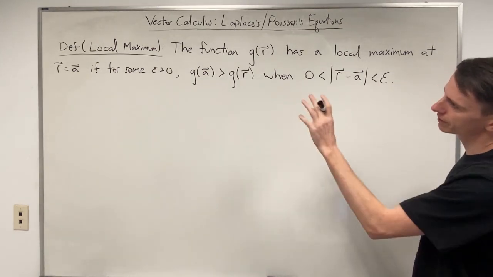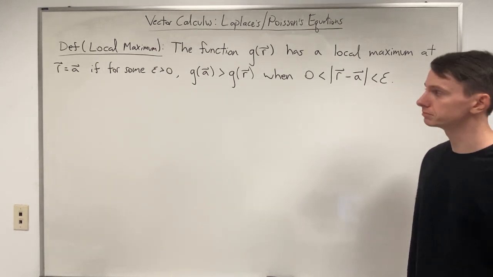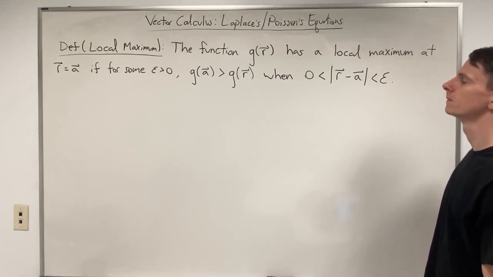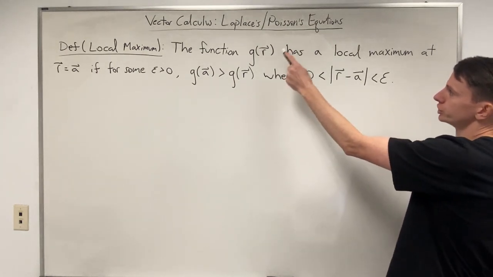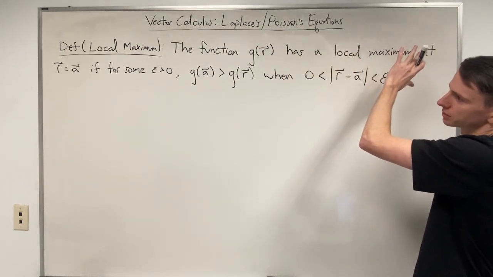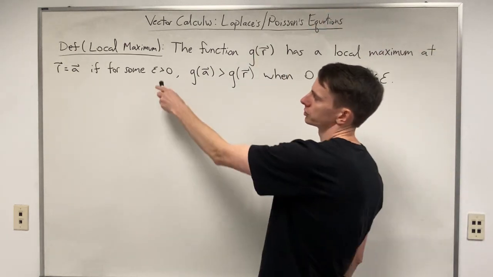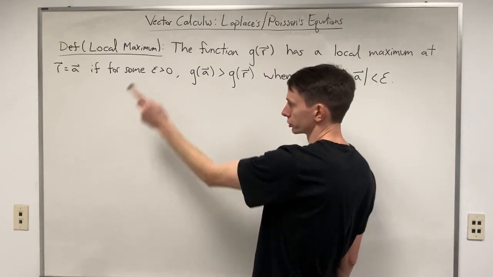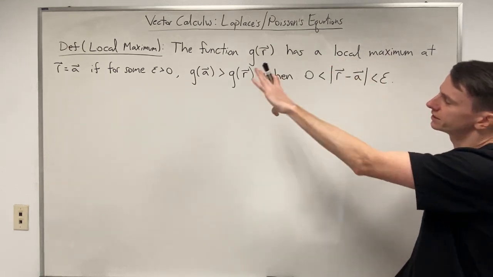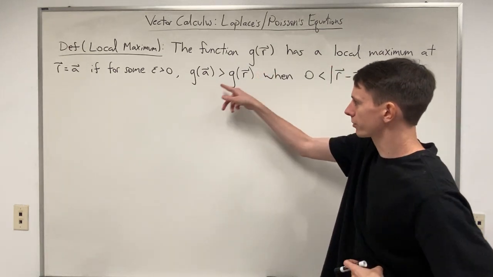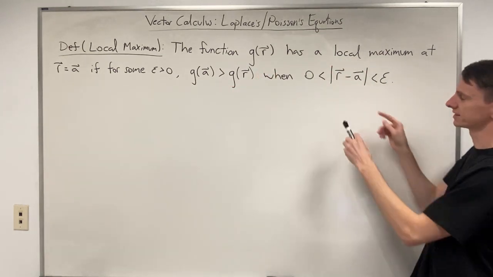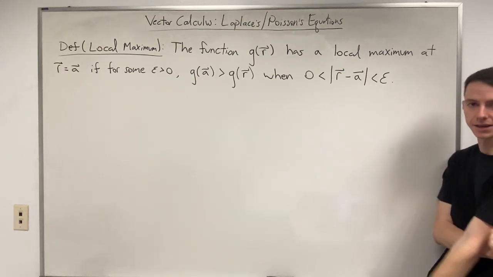Okay, so we have the definition here for a local maximum, so let's go through it together. It says here that the function g of r has a local maximum at r equals a if, for some parameter epsilon which is greater than 0, we have this condition where g of a is greater than g of r whenever the distance between r and a is less than epsilon.